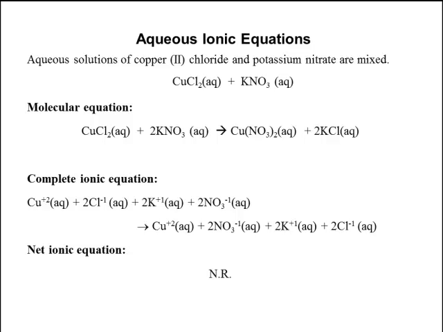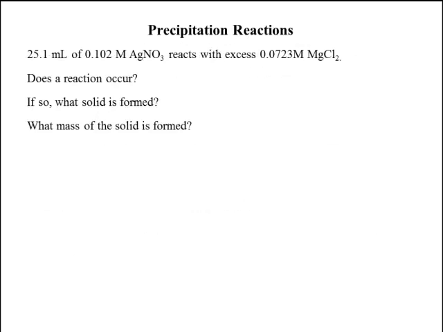All right, the last thing I want to look at when dealing with precipitation reactions is a basic calculation that's going to be fairly common when dealing with these aqueous solutions. So if I take 25.1 milliliters of a 0.102 molar silver nitrate solution and I react it with excess 0.0723 molar magnesium chloride, first I want to decide, is a reaction going to occur? And then secondly, since I'm dealing with a precipitation reaction, if a reaction does occur, what solid is going to be formed? And then lastly, I want to know what mass of the solid could I expect to have. So first, does a reaction occur? And what solid is formed if it does?